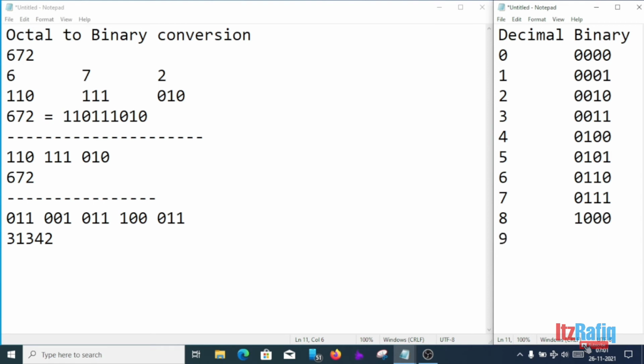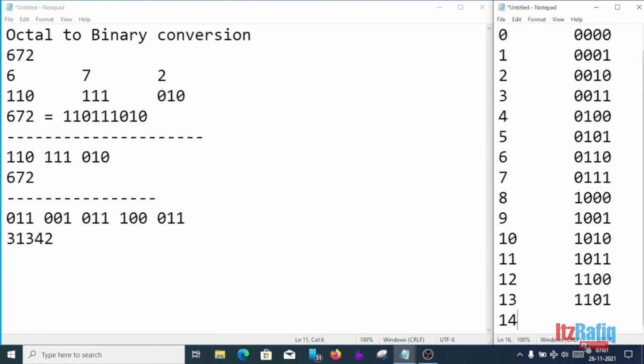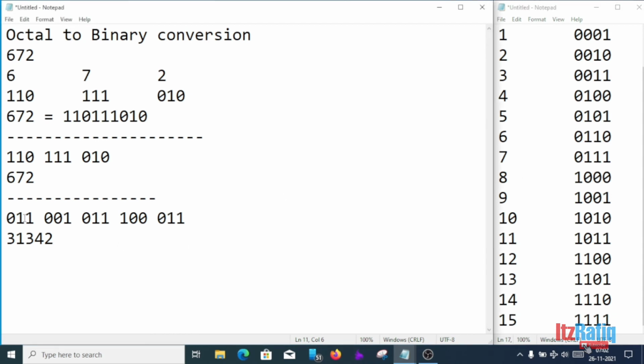Now 9 we'll write 1001. 10 we'll write as 1010. 11 we'll write as 1011. 12 we will write as 1100. 13 we will write as 1101. 14 we will write as 1110, and 15 is 1111.